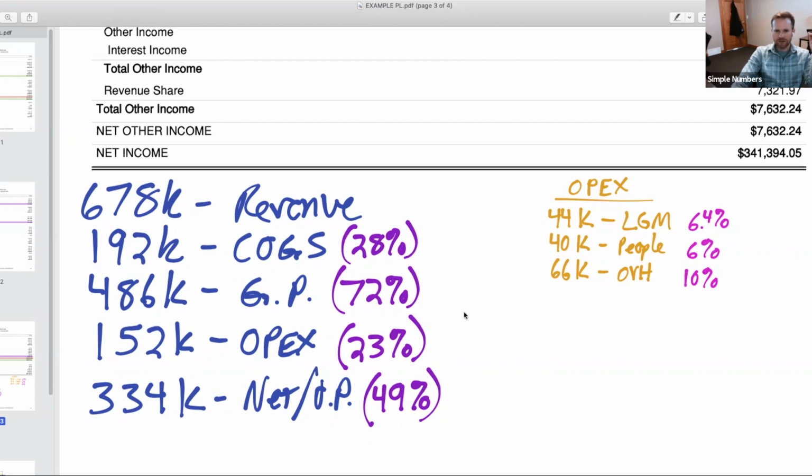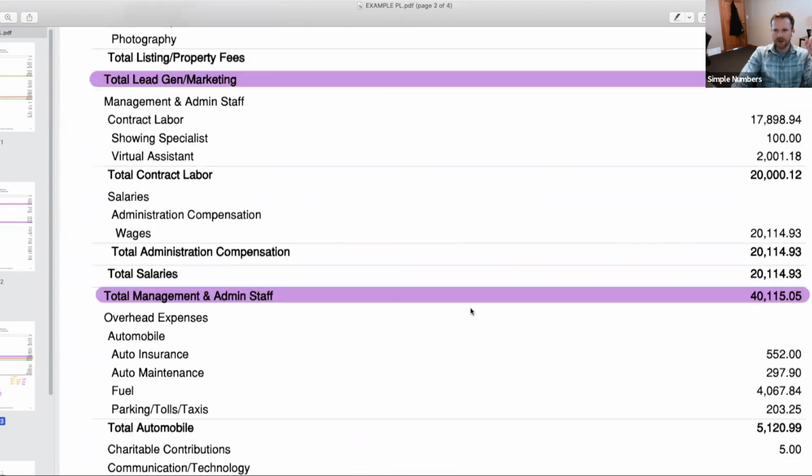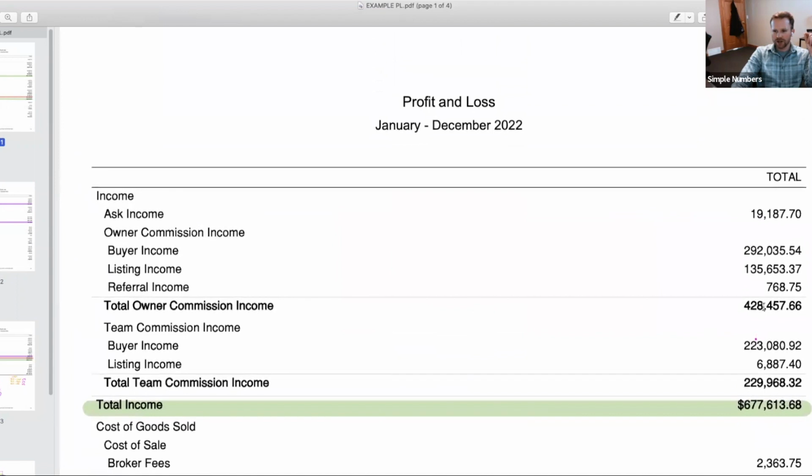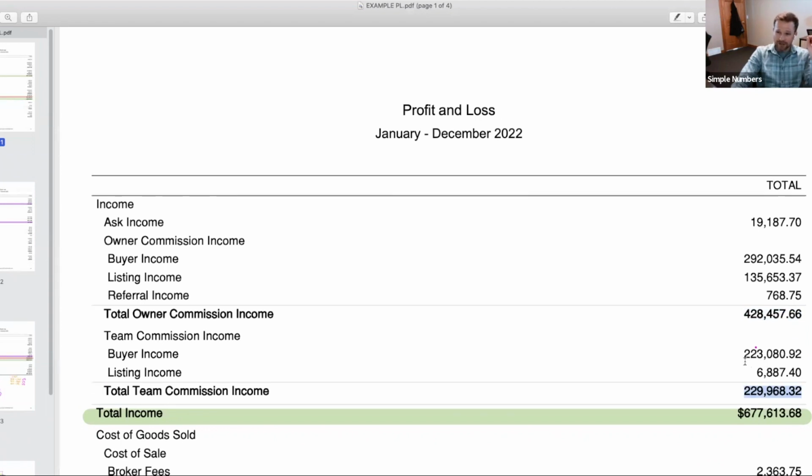I'm at a 49% net profit. The problem is, when we look at the owner production, they did $428,000 while the team did $229,000. So do you see the issue? They actually lost money on their real estate team. If they stopped selling real estate, they would be losing money.